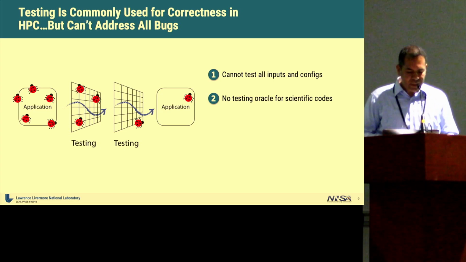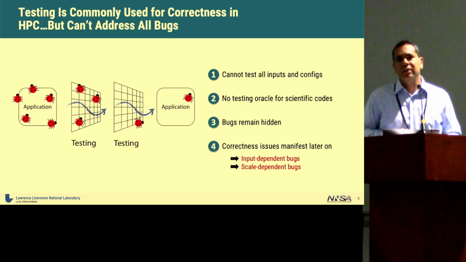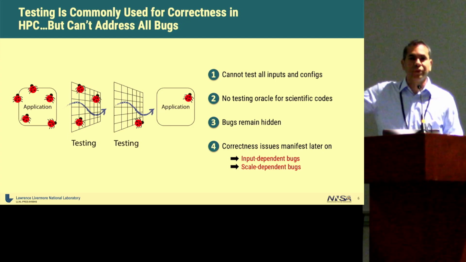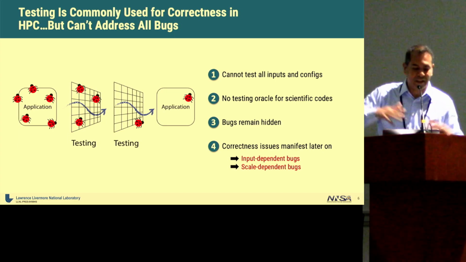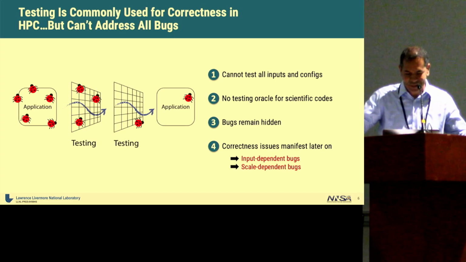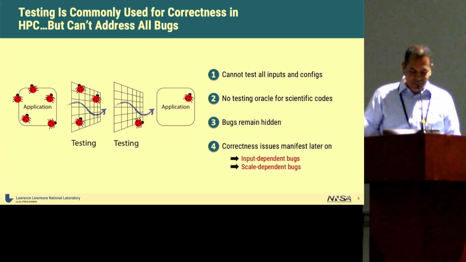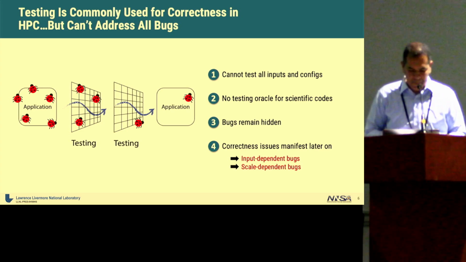And so the reality is that this leads to a situation where we have bugs that are hidden, and those bugs later on manifest maybe for a given production run, maybe when people have to meet a milestone and they're running the whole system. This is where they get the correctness problem manifesting itself. So we end up with a situation where we have input-dependent bugs and scale-dependent bugs, right?